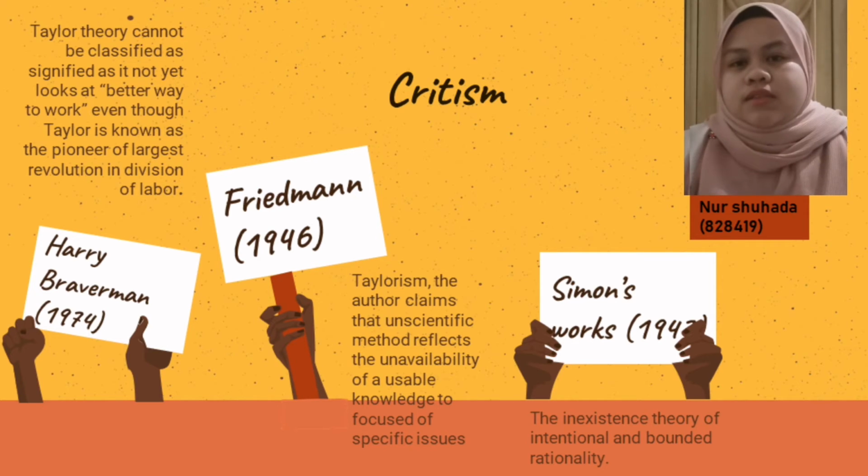The second one is Taylor's claim that the unscientific method is a limitation, which is not correct because it is more to safeguard the social interest. Moreover, the theory cannot be classified as significant as it has not yet looked at a better way to work, even though Taylor is known as the pioneer of the largest revolution in division of labor in the world.